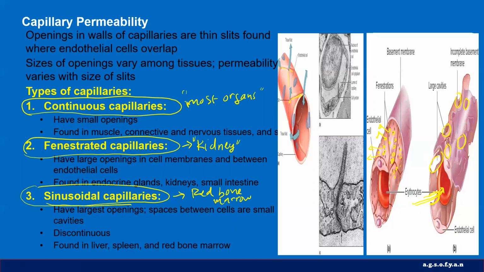Again, in most of our organs, we have the continuous type of capillary. The kidney has the fenestrated type of capillary. And the red bone marrow has the sinusoid type of capillary.